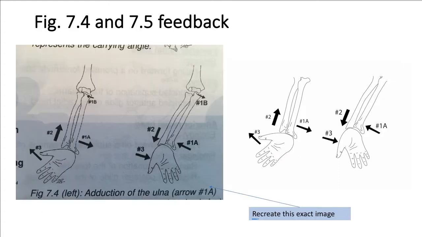Thank you. This image, the original image we sent you was cut off, so I'm sending you the full image. What's missing is this piece right here and this piece right here. So just add it to the top and put the labels, #1B with the arrow pointing this way and #1B with the arrow pointing that way. So recreate this exact image. Thank you.